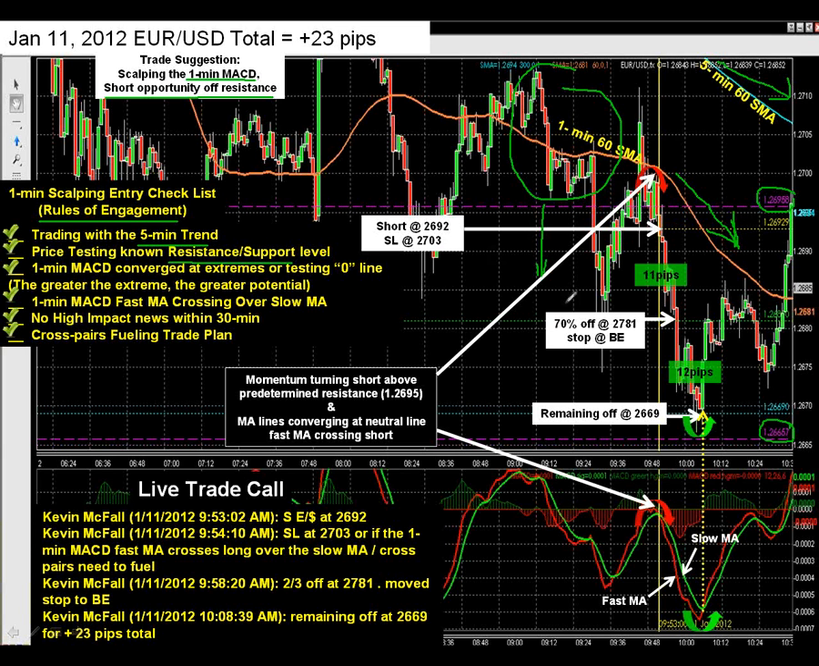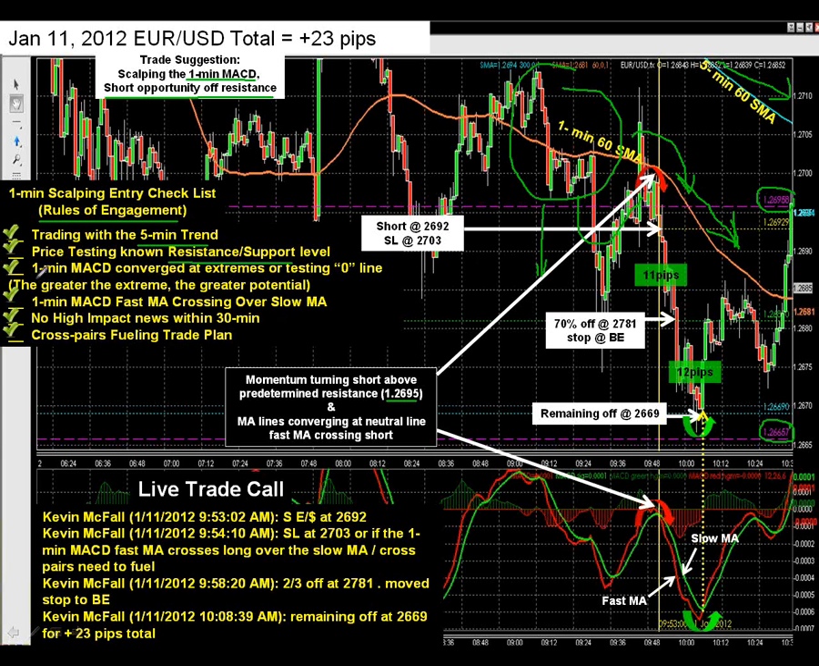There's that 26.95, and you can see momentum is turning short above the predetermined resistance at the 26.95 area here. So price came down, couldn't break through, came back up to test it as resistance, and just came right above, and then the banks took it right back down because resistance is going to hold. And how do we know that this is a good likelihood now of shorting?